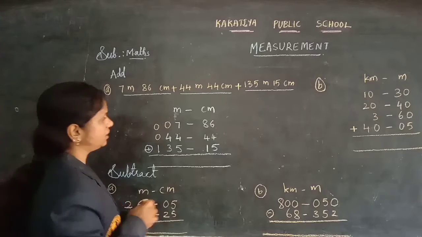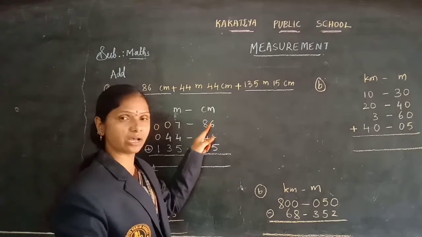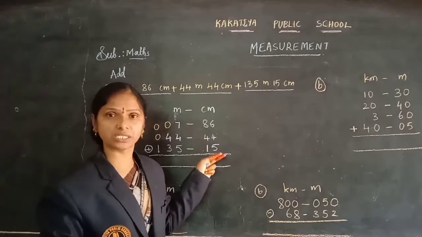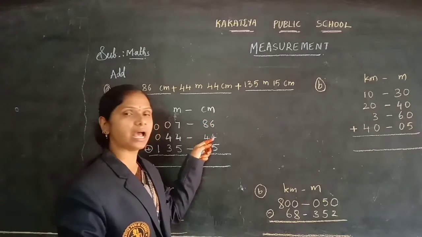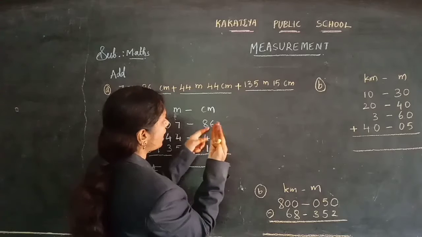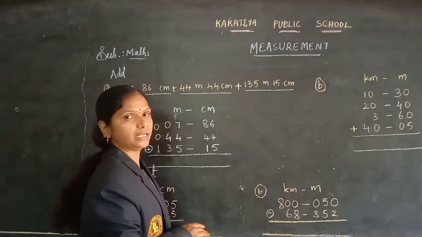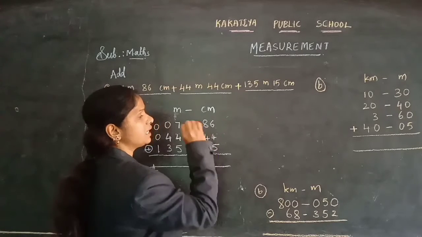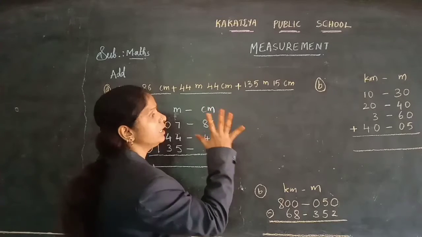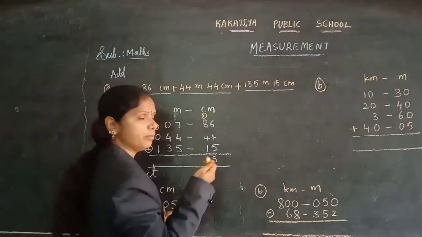Now let's add: 6 plus 4, children. 6 plus 4 is 10. Everyone knows addition and subtraction from here. 6 after 7, 8, 9, 10. When we add 4 to 6, we get 10. And 10 plus 5: 11, 12, 13, 14, 15. So we get 15: 5 here, and 1 carried to the place before.